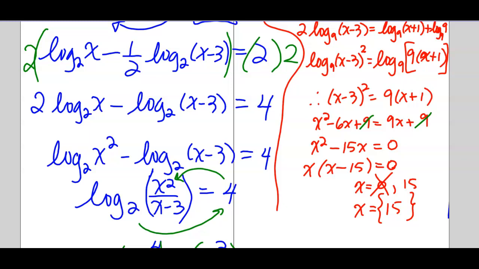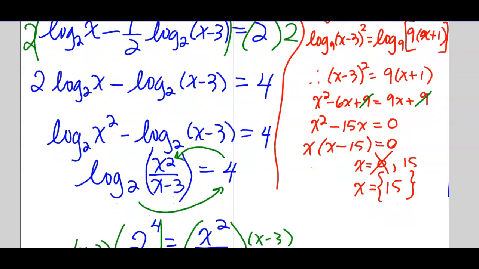Okay, and the last one is this. Take a look closely at it. There are brackets around the log x. So it's not the power rule for our logs. This is log x squared, which is 2 log x, versus log x times log x.